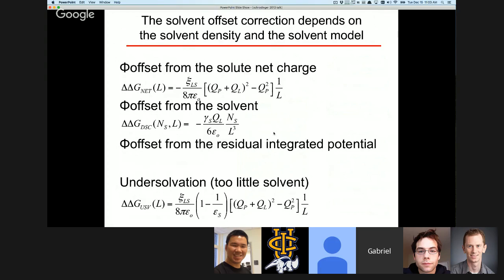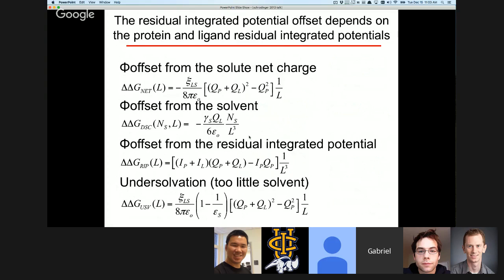And then finally, there's the term caused by the protein's residual integrated potential. Again, this is a final minus initial type of formula, where the final, once your ligand has been fully charged, has two residual integrated potentials. IP is the protein's residual integrated potential, and IL is the ligand's residual integrated potential, interacting with the net charge on the protein and the net charge on the ligand. So that's your final, and then your initial, before the ligand was charged, is just the protein's residual integrated potential interacting with the protein's charge.